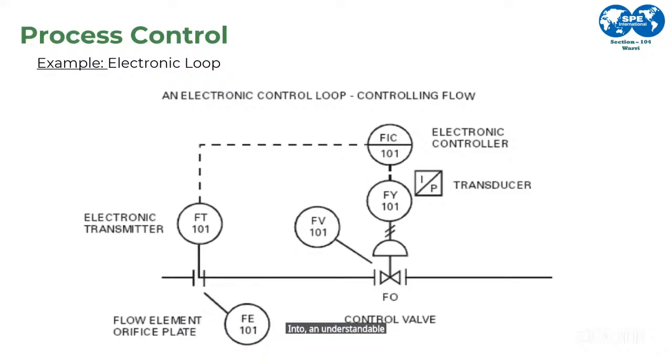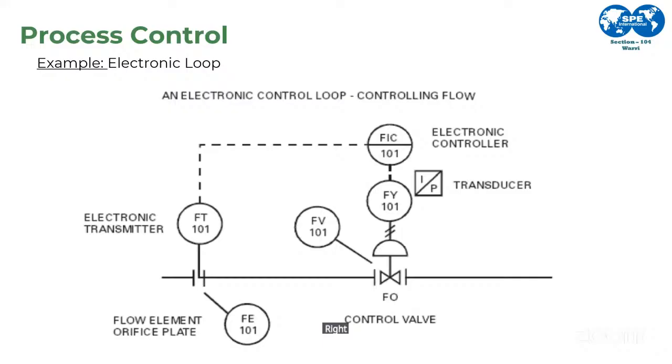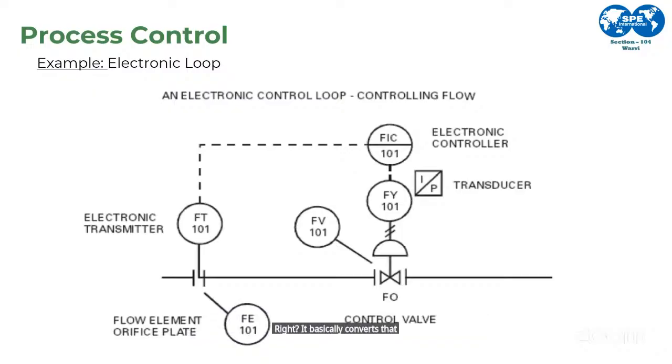So then you now have, connected to that flow element, what is called a flow transmitter. That now sends the measured value, what has been sensed, right? What has been measured. It sends that as a form of electrical signal, right? If you see with the dotted line, it sends that as an electrical signal to the electronic controller, in this case, FIC 001, right? It converts that flow that the orifice plate has sensed to an electrical signal to the electronic controller.